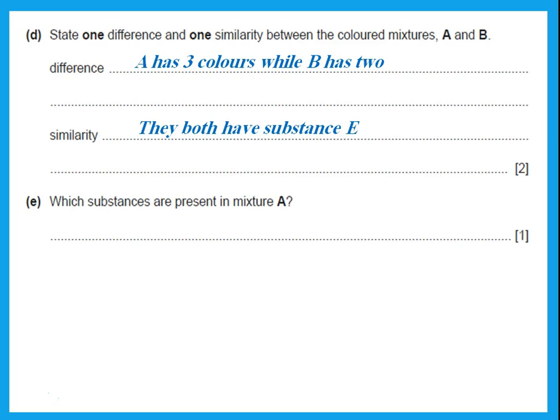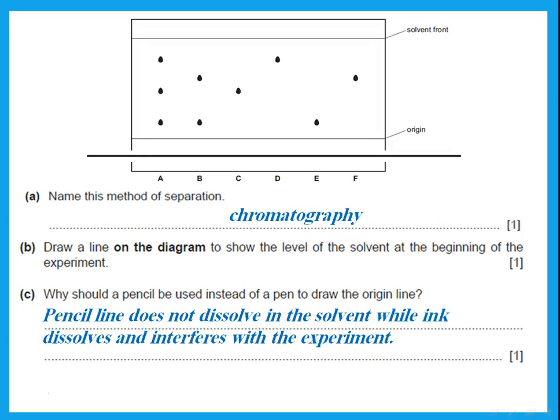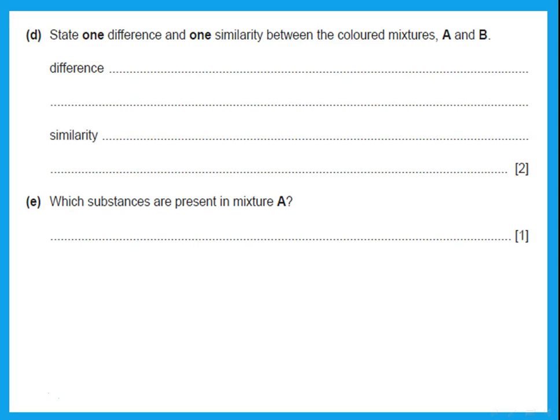Which substances are present in mixture A? So let's go back. Where is A? A has spots the same height as which one? It has a spot the same height as E. It has another spot, the second spot up there in the middle, is the same height as which one? Is the same height as C. And then the last spot on top is the same height as D. So it actually has C, D, and E.